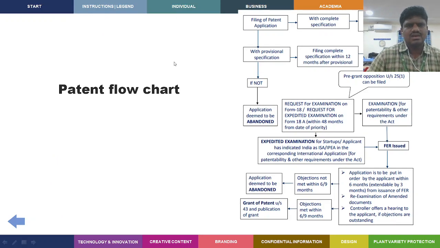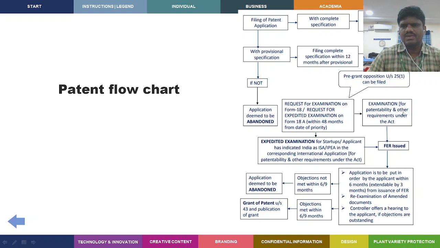So the last thing I want to show you is the patent flow chart. First you file the patent with provisional specifications, then file complete specification within 12 months after provisional. Then go to publication, or directly file a patent with complete specifications, then also we can go for publication. Then comes the pre-grant opposition, which can be filed. If you are unable to respond, then it will be abandoned and you have to end it. If you get pre-grant approval, then you request examination for the grant, which must be completed within 48 months from the date of priority.